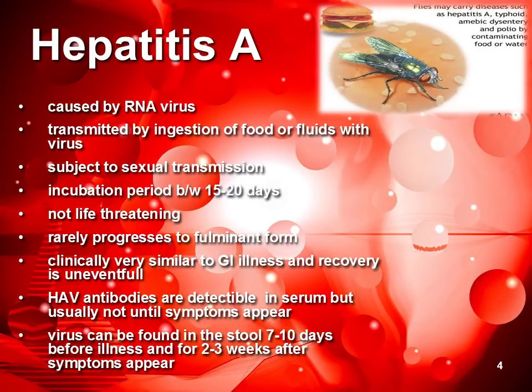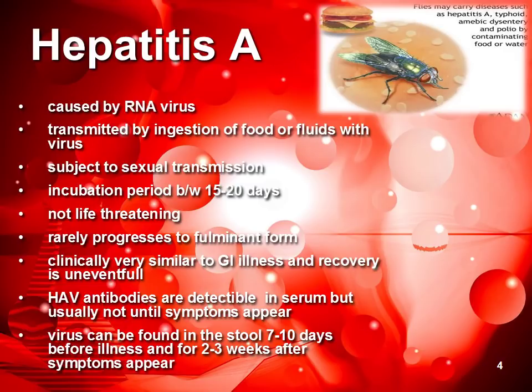The incubation period is estimated to be between 15 and 50 days, with a mean of 28 to 30. The disease is usually not life-threatening, but it can be prolonged, lasting about 4 to 8 weeks. It tends to last longer and be more severe in clients older than 40 years of age. It rarely progresses to the fulminant form.